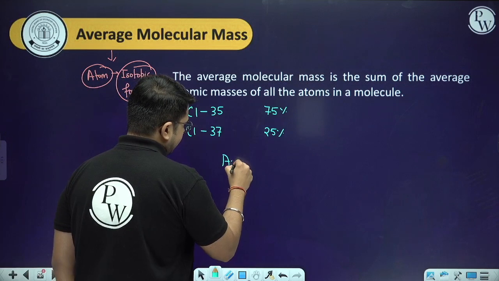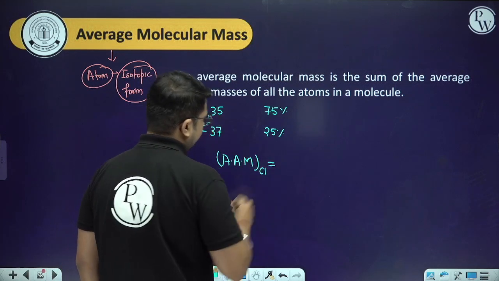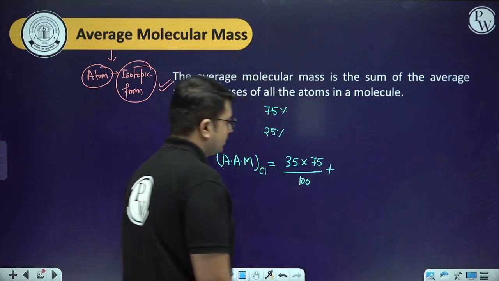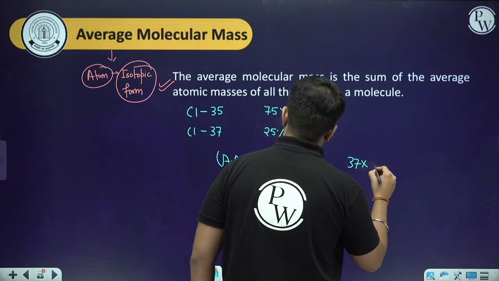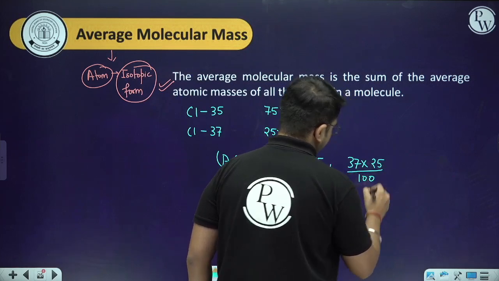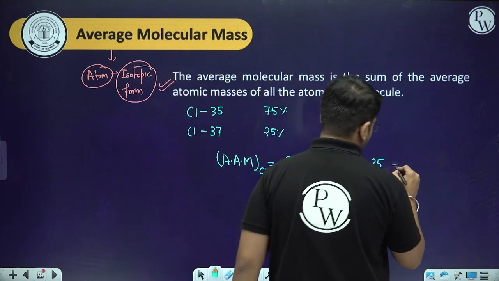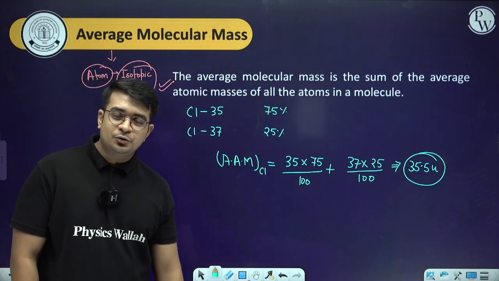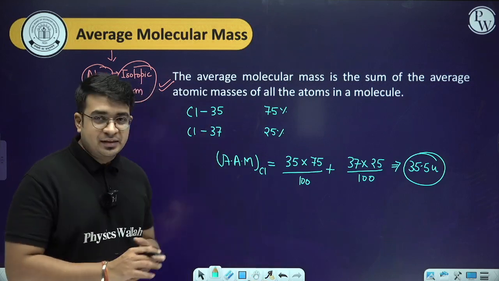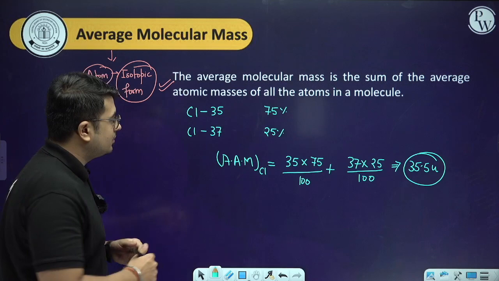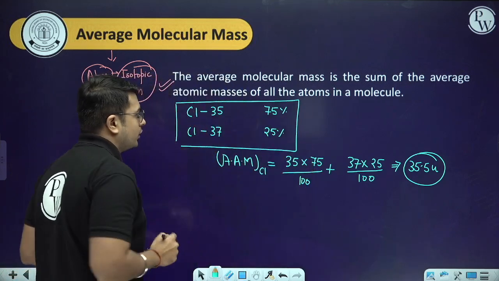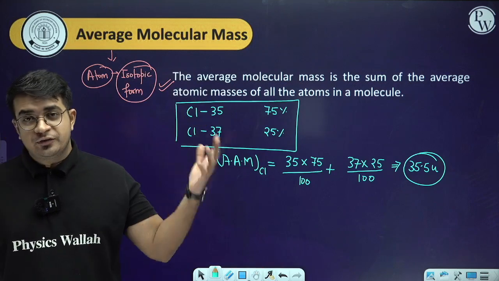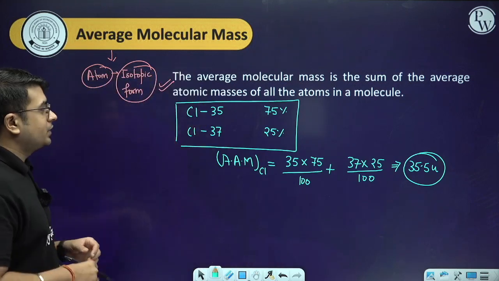So the average atomic mass for chlorine will be equal to the mass of the first isotope, 35, multiplied by its percentage abundance, plus the mass of the other isotope, 37, multiplied by its percentage abundance, 25, divided by 100. If you solve this, you will get 35.5 U, and that's why we have 35.5 U as the mass of chlorine, because both isotopes are present predominantly. That's also why hydrogen has the mass 1.0008, because it has three isotopes: protium, deuterium and tritium. The percentage abundance of protium is very high, so the mass is always closer to 1. I hope this entire part is clear to everyone.